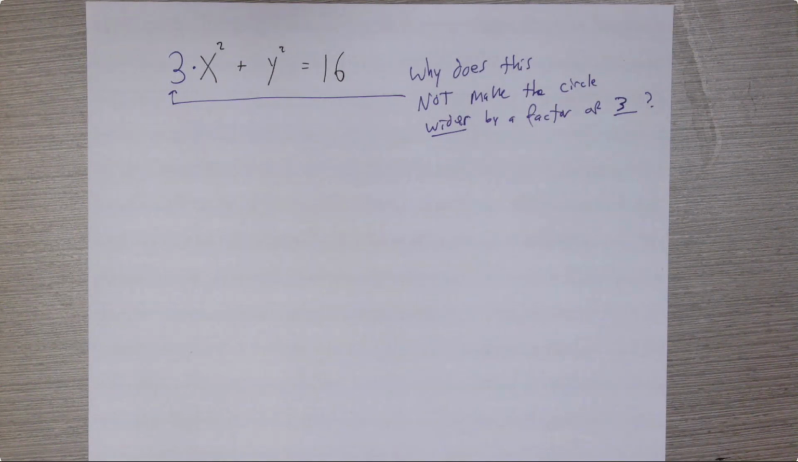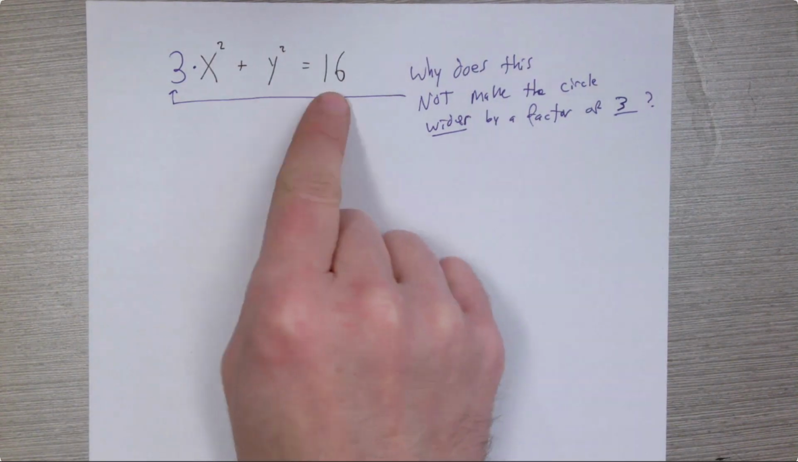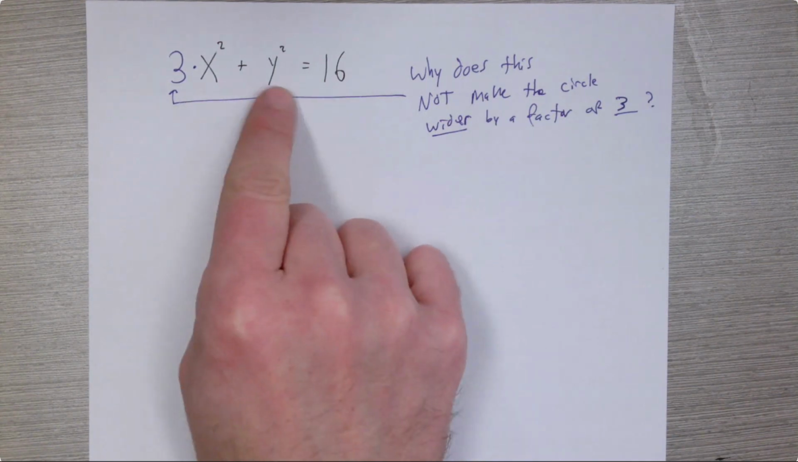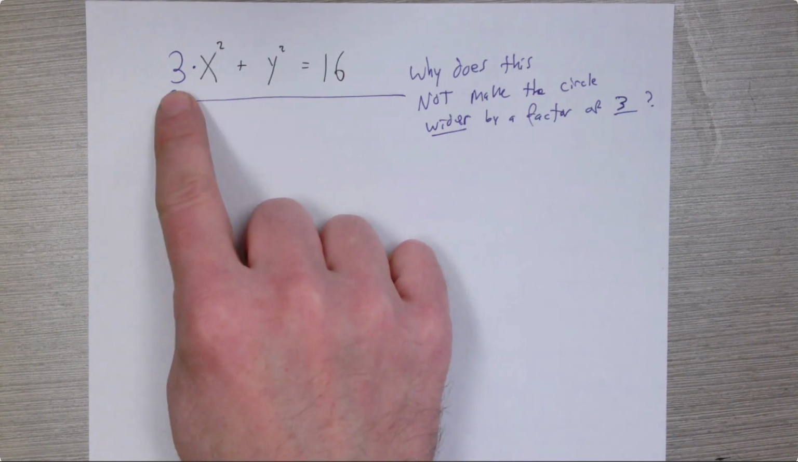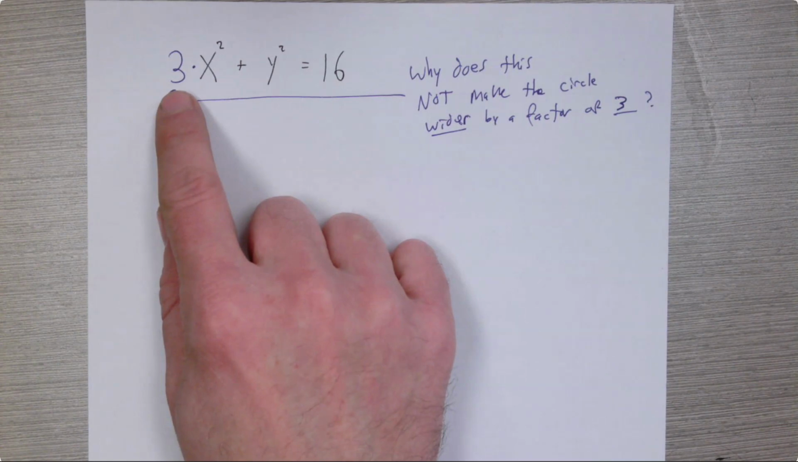Hello, everybody. Last time we'd derived an equation that felt kind of circular because it had an x squared and a y squared equaling a constant. But either the x or the y or both were being multiplied by numbers, which we thought were maybe dilating the circle to make it into a stretched circle, which is an ellipse. We were right about that.